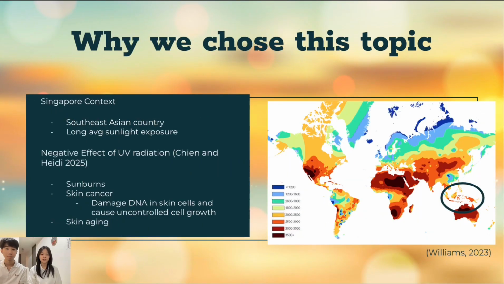So why did we choose this topic? We're living in Singapore, a tropical country near the equator where we are being constantly exposed to high levels of UV radiation from the sun. After doing a little bit of research, we found out that there are a lot of negative effects of UV radiation to our body, such as sunburns or even skin cancer, because the radiation can damage our DNA and skin cells and will cause uncontrolled cell growth and also skin aging.